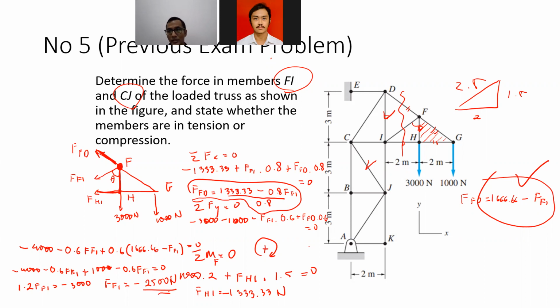Do we still have to solve for FD, or can we just skip it now? Yeah, you can just skip it because we don't have to solve for that. So FFI only is what we need to solve here.